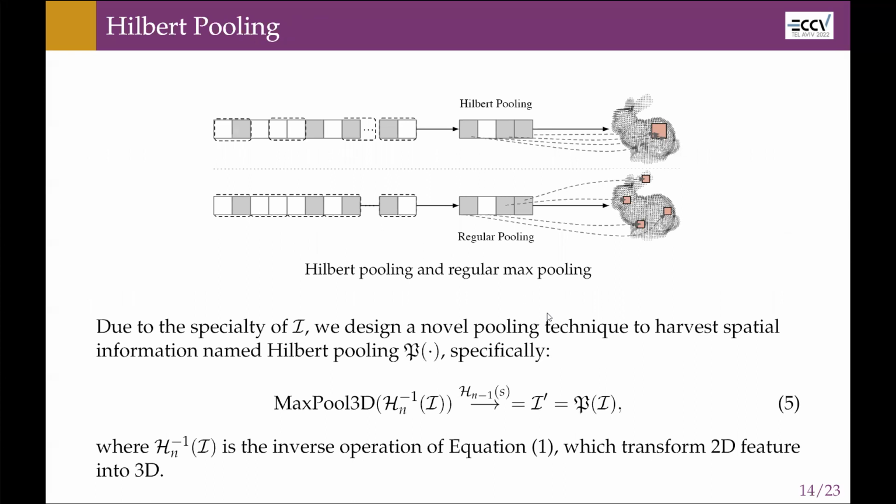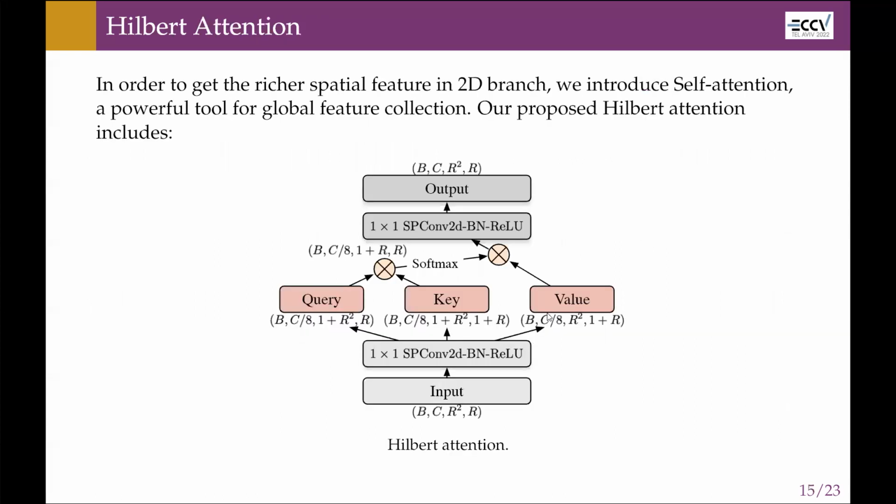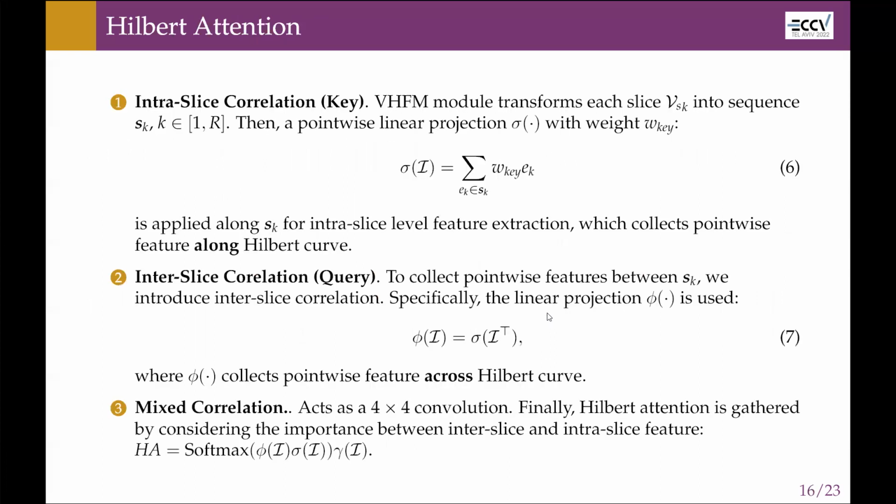Then let's see the Hilbert pooling module. It combines 3D max pooling with the Hilbert curve, which collects local information from the original shape. The final module we propose is Hilbert attention. It collects inter-slice correlation, intra-slice correlation, and mixed correlation of 2D flattened voxels using an attention module.